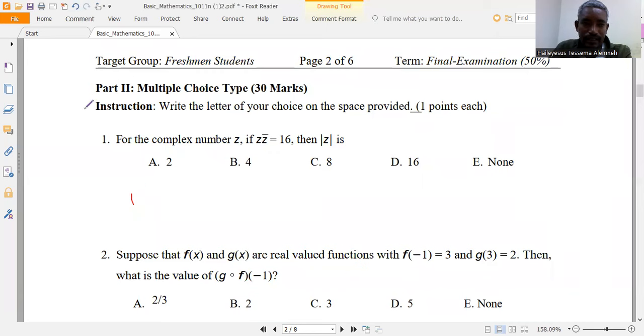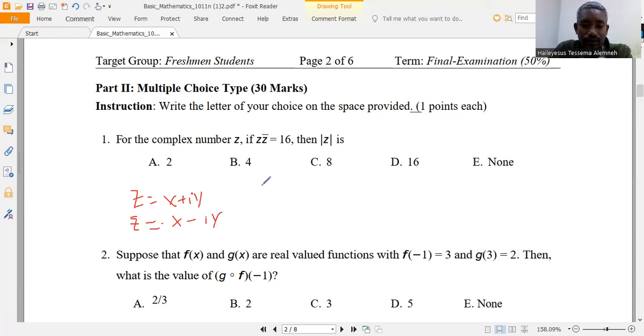So what is z times z conjugate first? Let's take z equal to x plus iy. Let's consider this one. Then the conjugate of z is the number reflected on the x-axis: z is x plus yi, and x minus yi is the conjugate.